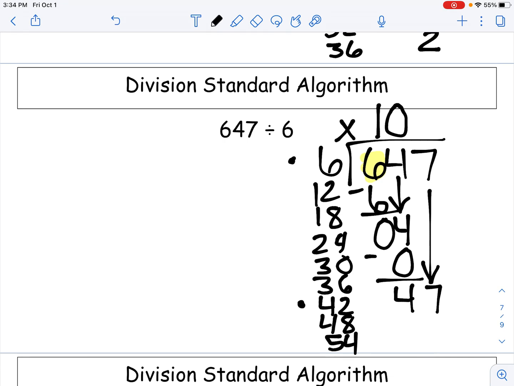47, the closest I can get is 42, so that's going to be 7 groups on top. Multiply. 7 times 6 is 42. Subtract. And then I have a remainder. So I have 5 out of the 6 I need for another group.